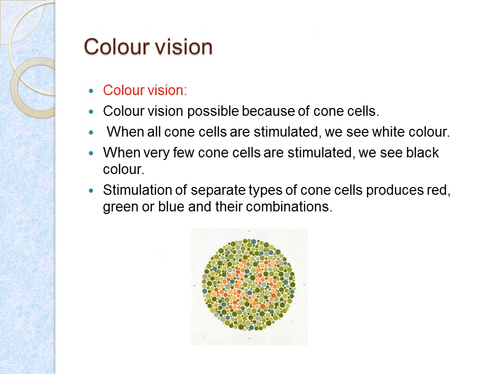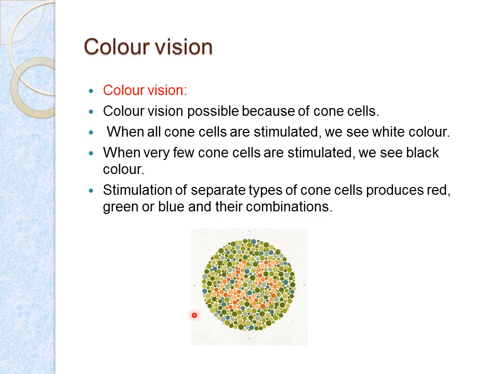Here in this slide we will discuss color vision. I have told earlier that due to the presence of cone cells, color vision is possible. When all cone cells are stimulated, what will happen? We will see white color. When very few cone cells are stimulated, we see black color, and when separate types of cone cells are stimulated, they produce red, green or blue and their combinations.